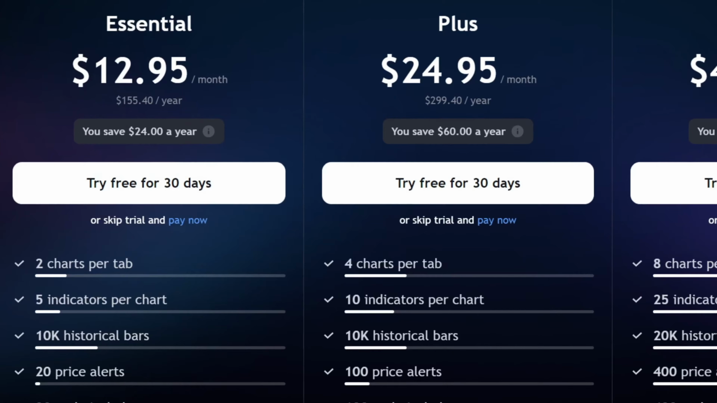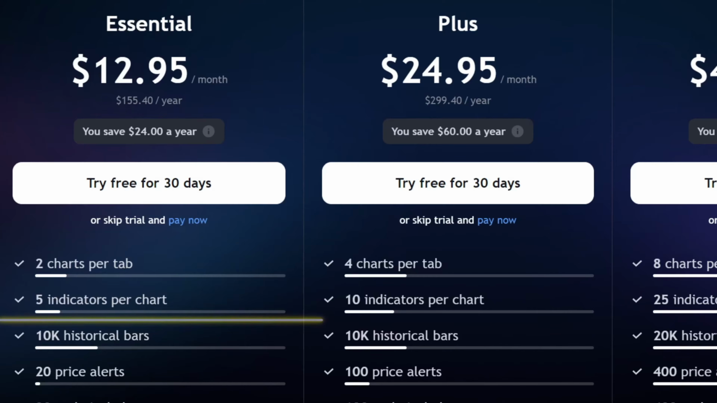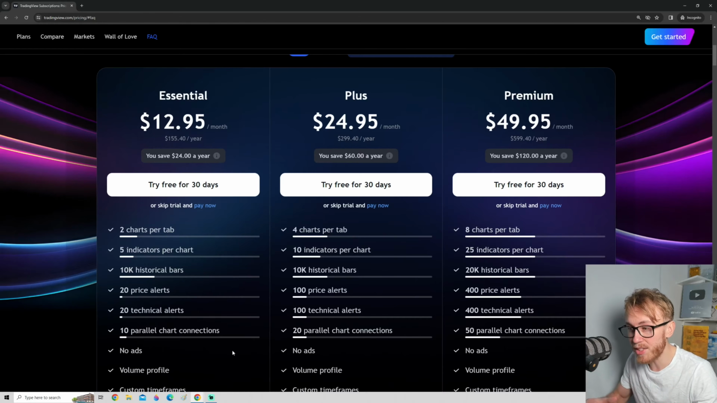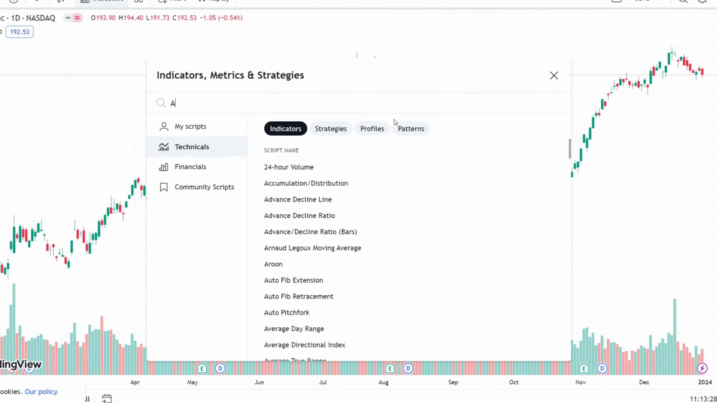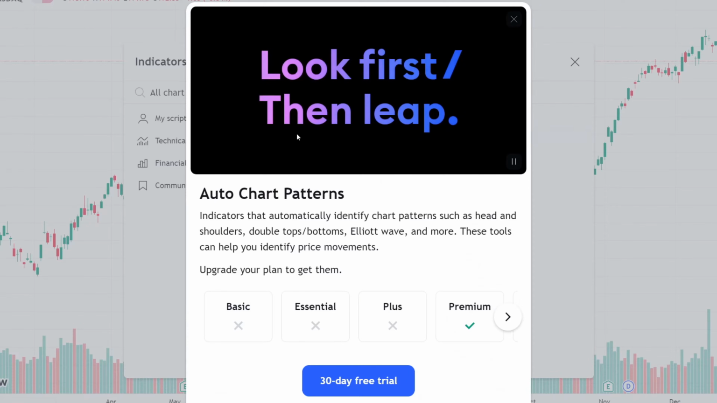As an example, if you go from the free plan to the essential plan, you will be able to use 5 indicators per chart instead of 2. That's a pretty big jump, and many trading strategies require more than 2 indicators. You will also have access to many more indicators that are not available on the free plan.